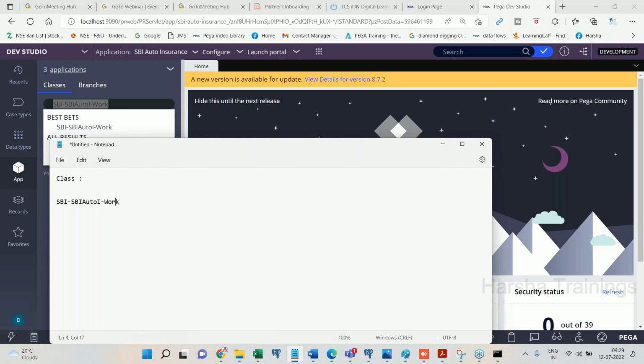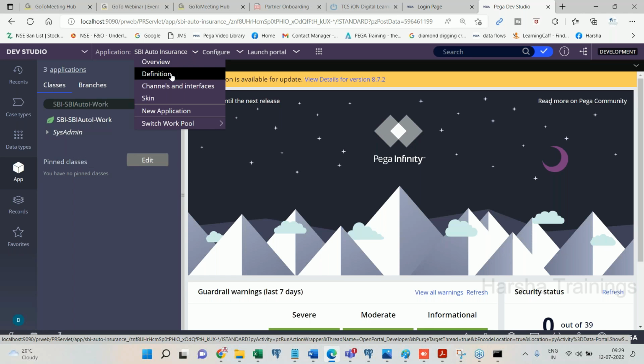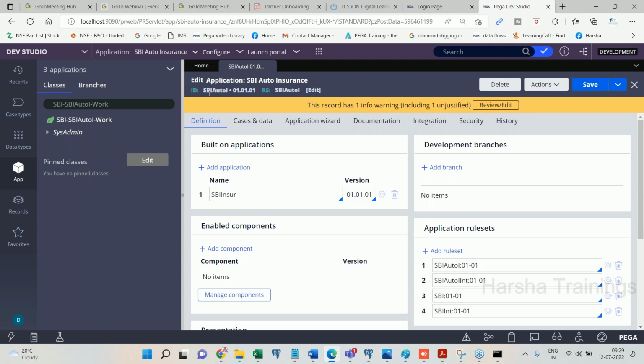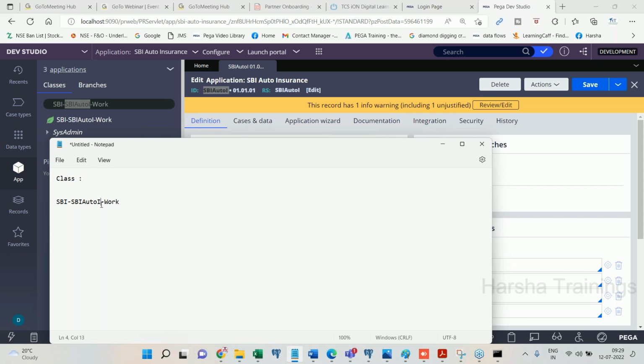Not mentioning all these names. If you remember, we mentioned the application name and we mentioned the organization name. Similar to the organization name, one class has been created. What is your application name? SBI Auto Insurance. Go to definition. What is the actual name? SBI Auto I. Similar to that name, one more class is created or not? With the name SBI Auto I, one more class is created. So with the organization name, one class is created. With the application name, another class is created. So you generally call this class the application class.